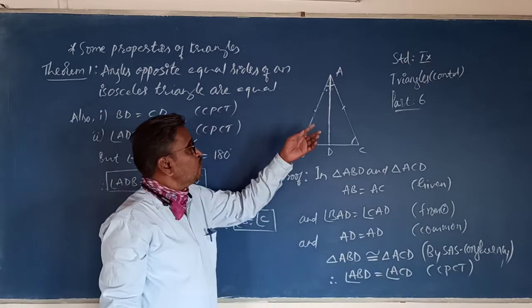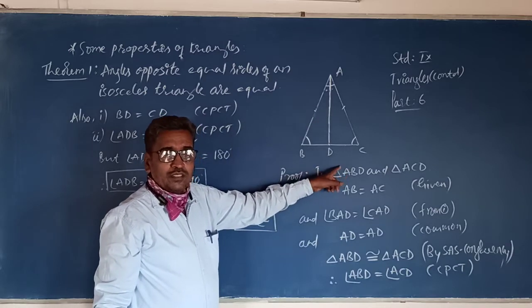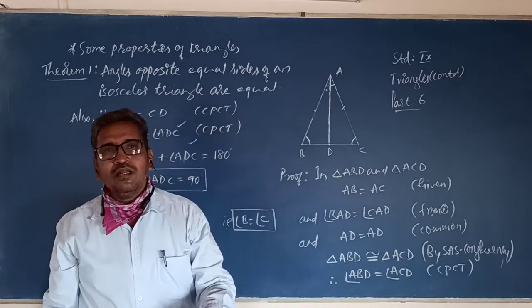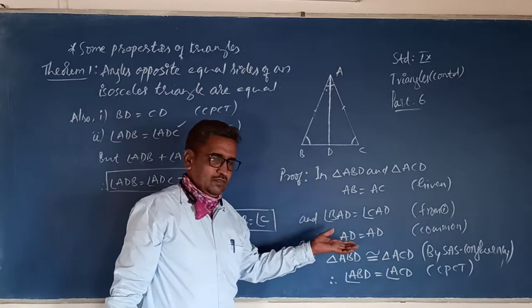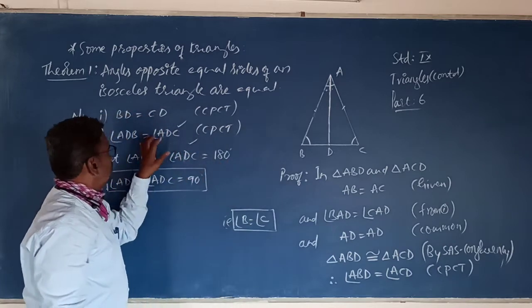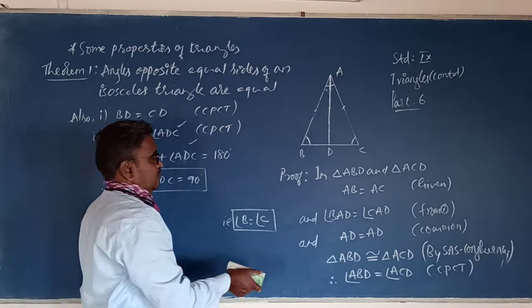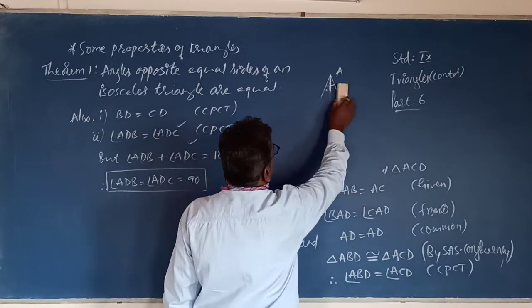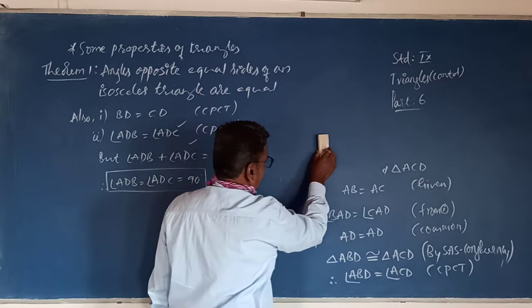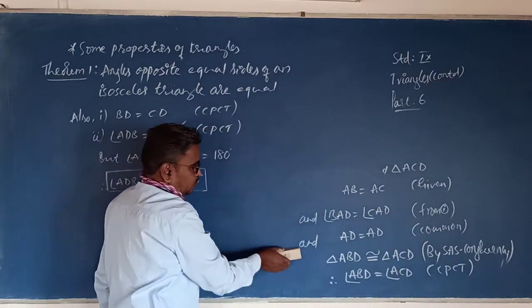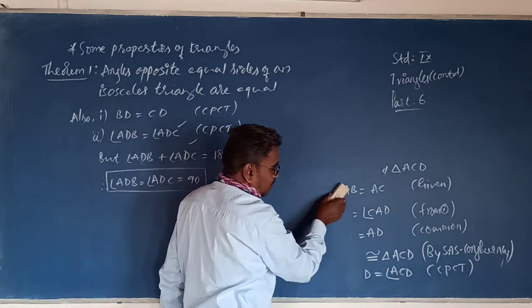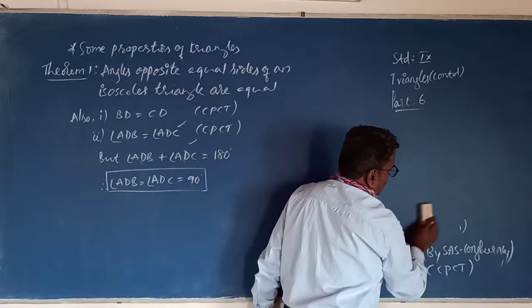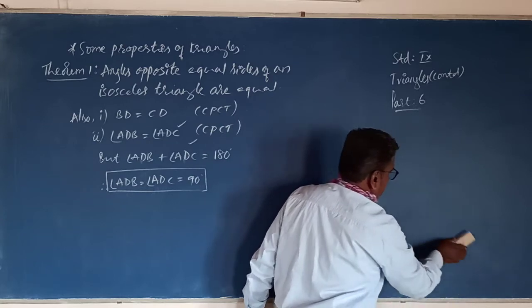Okay. So if it is bisecting the base and perpendicular to the base, then the sides of that triangle are equal. At that time the triangle is isosceles. So these two points also you have to remember. Now the converse of this theorem, what can you tell? If two angles of a triangle are equal, then sides opposite to them are also equal. That is the converse.